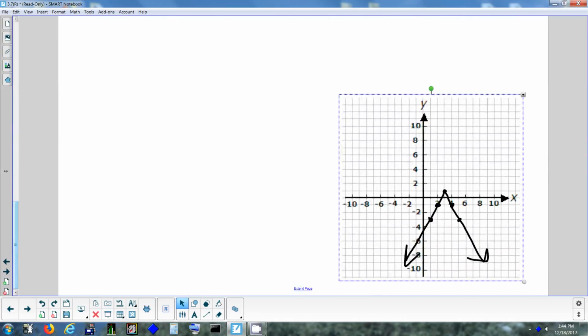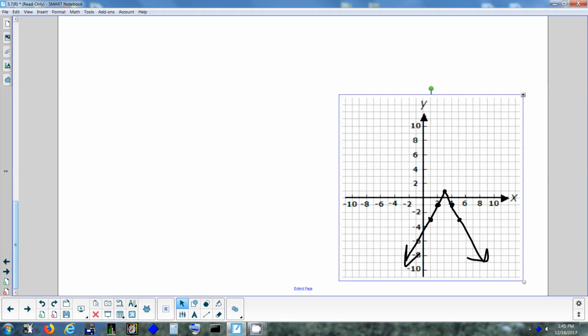Range. Does this graph go up forever? It goes down forever. But does it go up forever? No. Then it has a value that it starts from and goes down from there. It stops right there, so it would be all in the negatives, which is kind of annoying.